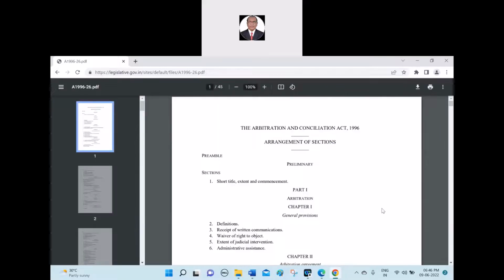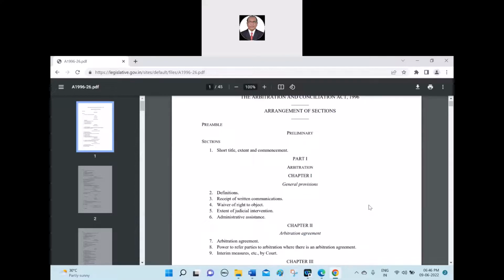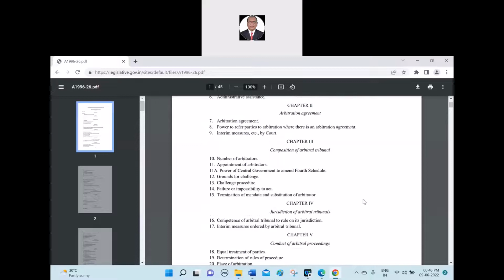So here you see the Arbitration and Conciliation Act 1996, arrangement of the sections. In other acts we saw the interpretation clause in section 3, but in this act section 2 is the interpretation clause, which is nothing but the definition. Short title is there and there is no long title.